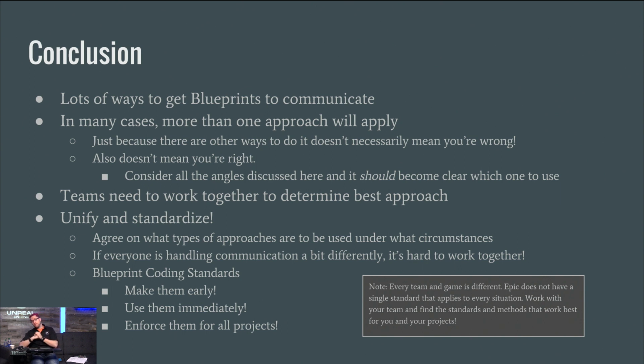Ideally, your team will make a set of blueprint coding standards, a series of rules, right? Here's what you should be naming variables. Or here's our naming convention. Here's the way you should be ordering your nodes. Here is how you should be naming your custom events and how many custom events you have. Here's the maximum number of components you should have. Here's the maximum number of nodes you should have.